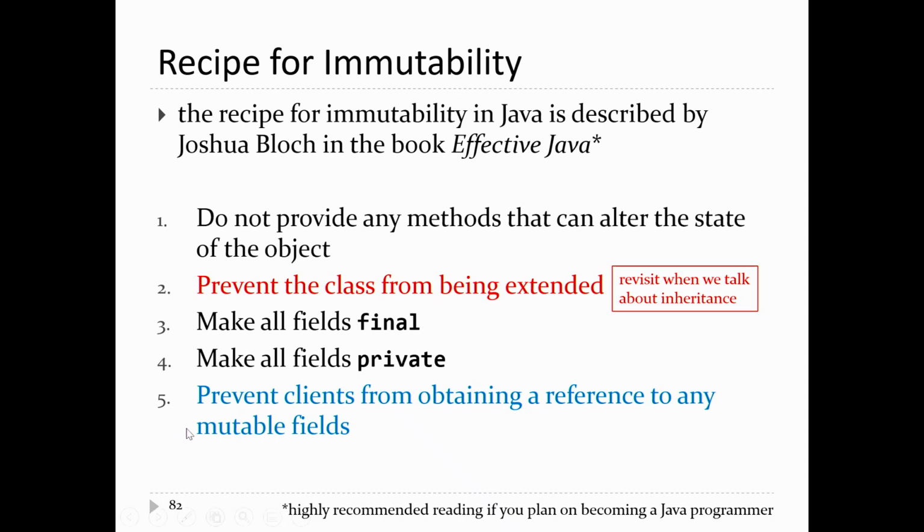And before, I told you that we also do step 5: prevent clients from obtaining a reference to any mutable fields. Hopefully now you understand why you need step 5, because if you give someone a reference to your internal field, somebody can change it. If you have an immutable object, that's also a class invariant. Saying that your class is immutable is a class invariant. It makes the promise that once you set the state of the object, it never changes.